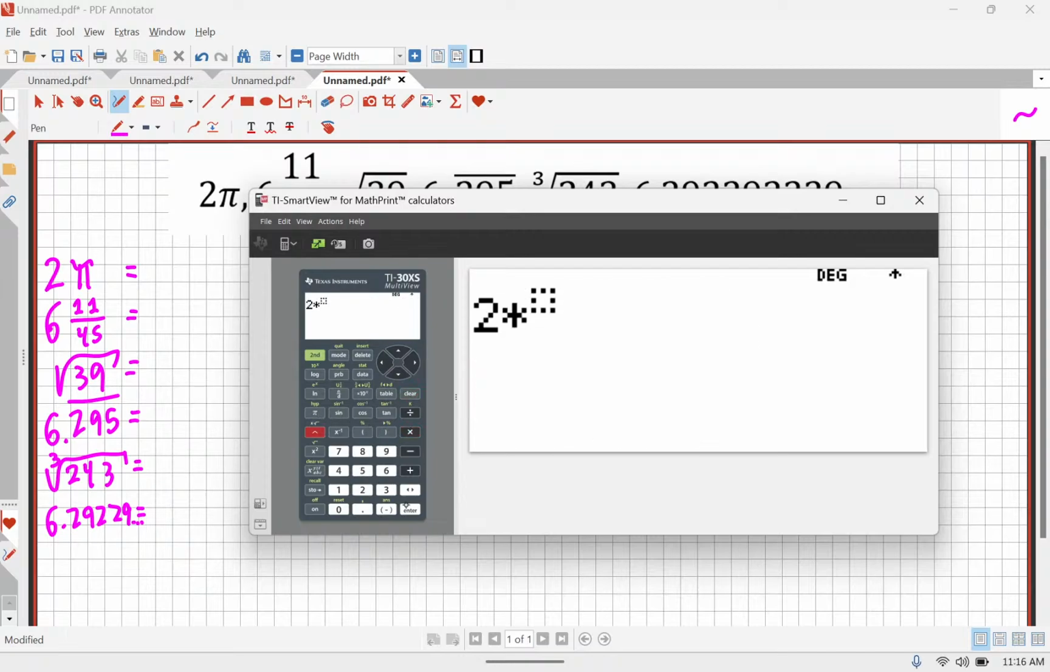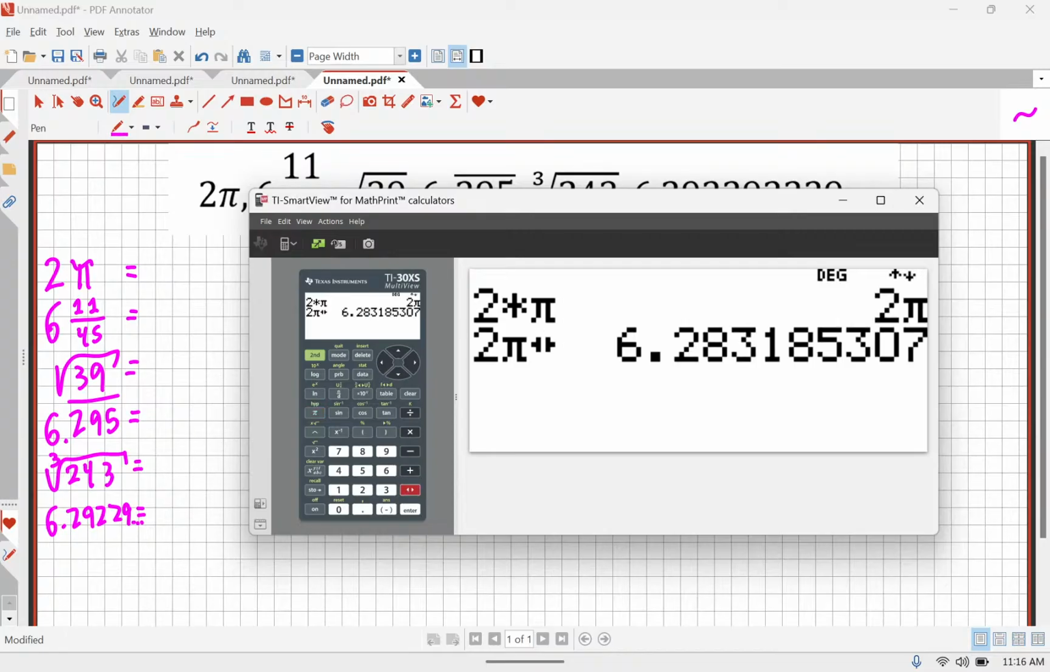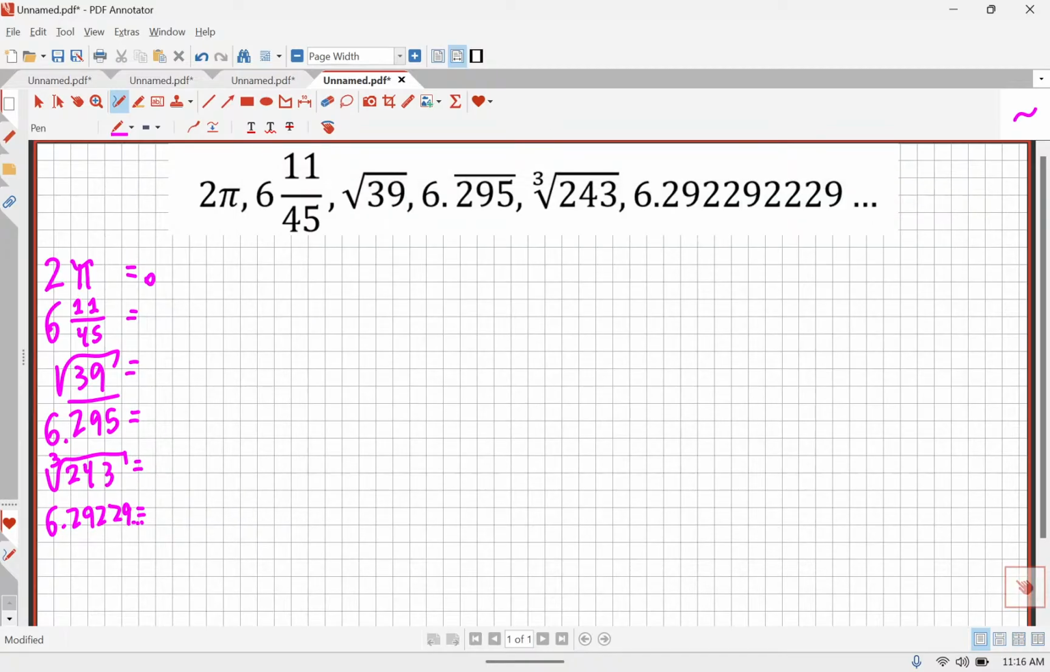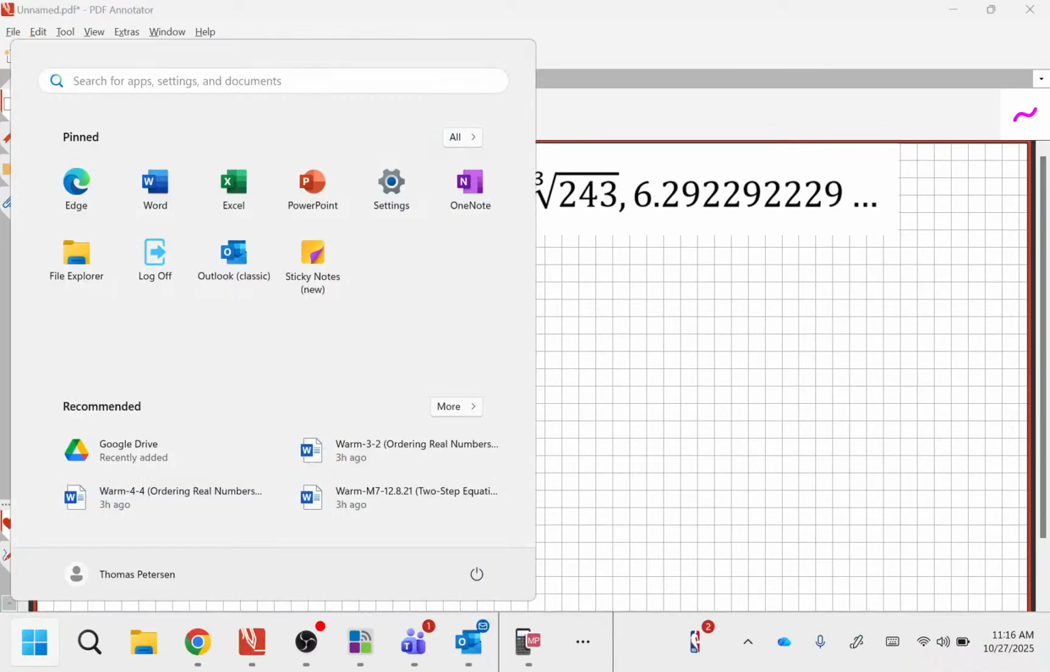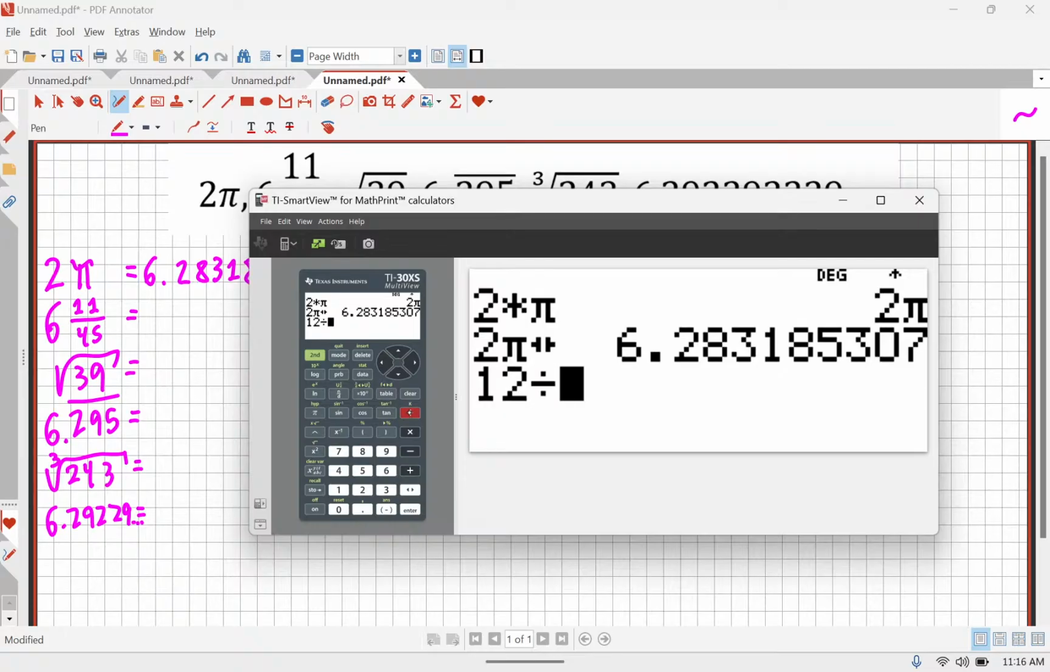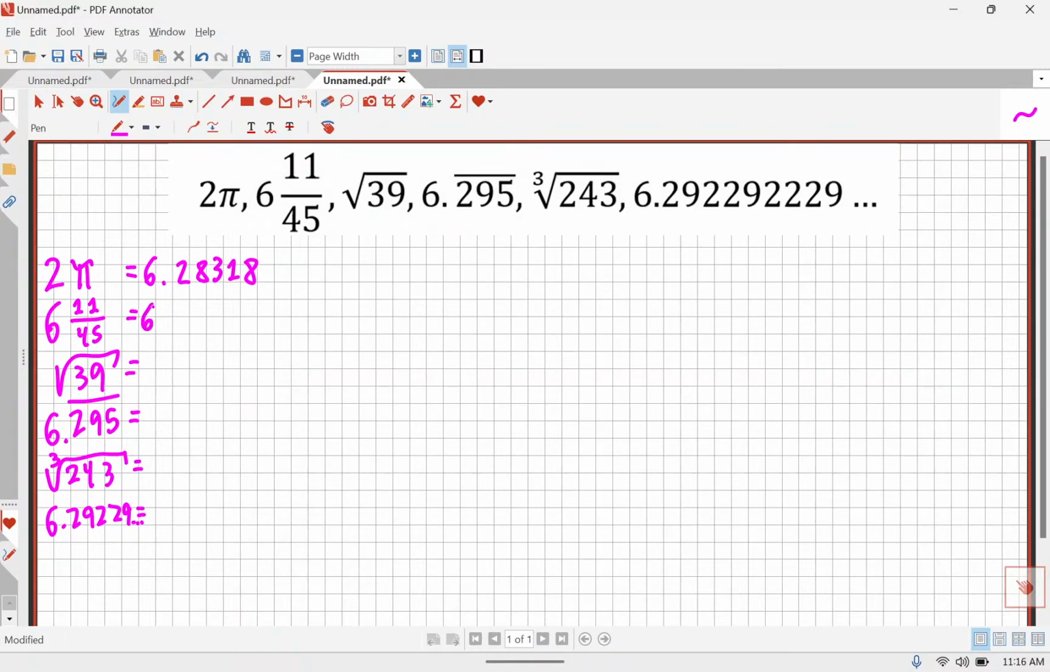2 times pi is 6.28318. I'm going to leave it at that. If I need more decimals, I'll go get them. 6 and 11/45. I'm actually just going to do 11 divided by 45. And it's 0.24 repeating. So that would be 6.2 and then a bunch of 4s.